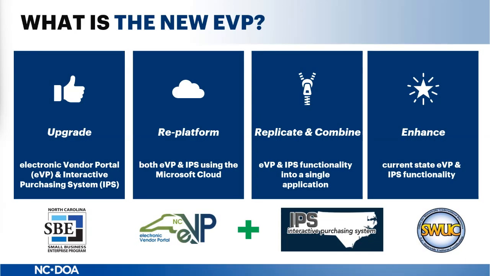So let's start with talking about what the new eVP is. You'll see we've got some tiles here that describe it, but at its most basic level, I would say it's a merging of the current version of the IPS NC bid system that you use to host and manage your formal solicitations, along with the electronic vendor portal, or what we call eVP. IPS is where state procurement users currently post and manage their solicitations, and eVP is where vendors register their companies to do business with the state of North Carolina.